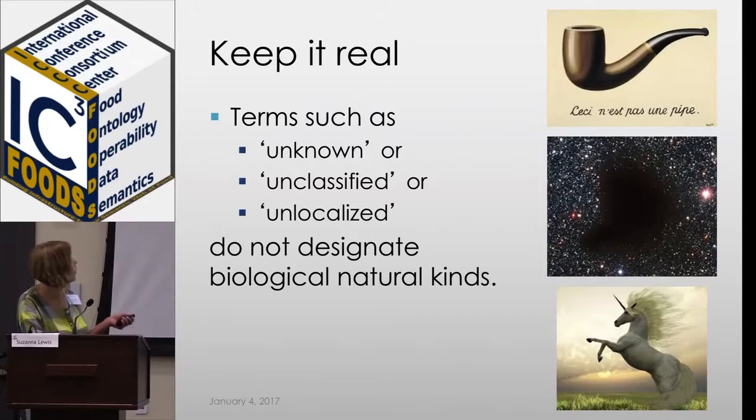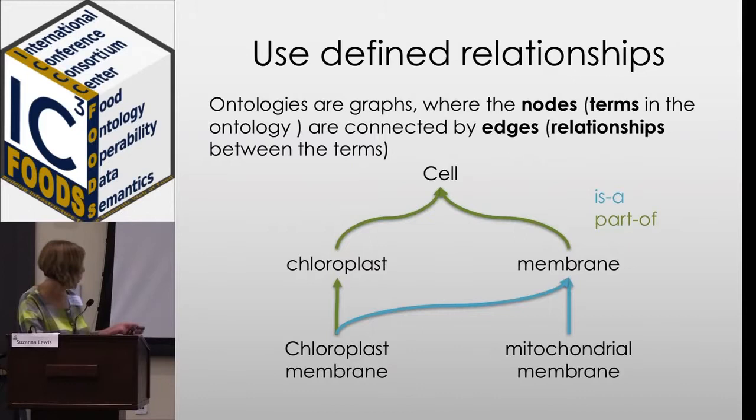The relationships have to be defined, because the kind of inference you make from is-a or part-of is quite different. A chloroplast membrane is part of the chloroplast, which is quite different from an is-a relationship where you're saying a chloroplast membrane is a kind of membrane. So it's very useful, when you're drawing inferences, to be clear on these distinctions.